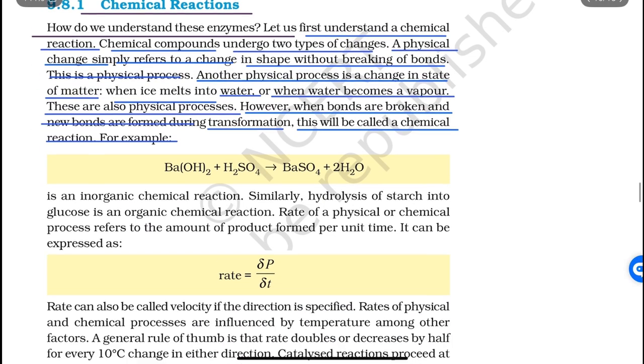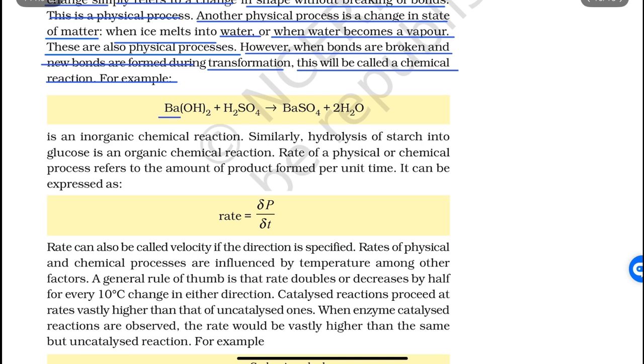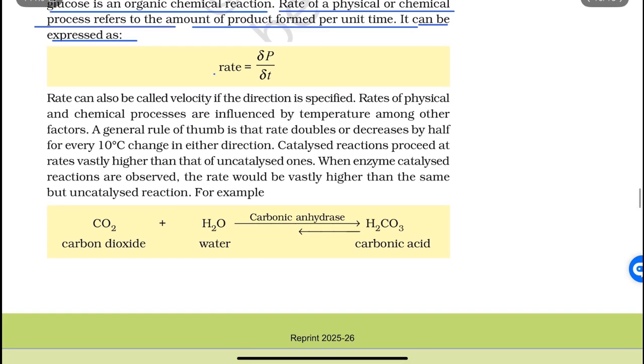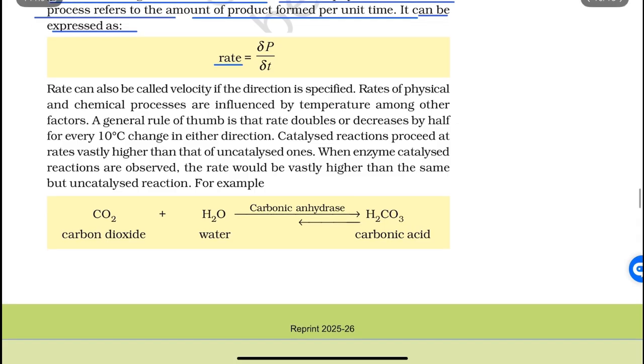For example, Ba(OH)2 plus H2SO4 gives BaSO4 plus 2H2O. This is an inorganic chemical reaction. Similarly, hydrolysis of starch into glucose is an organic chemical reaction. The rate of a physical or chemical process refers to the amount of product formed per unit time. It can be expressed as rate equals P by t. Rate can also be called velocity if the direction is specified.